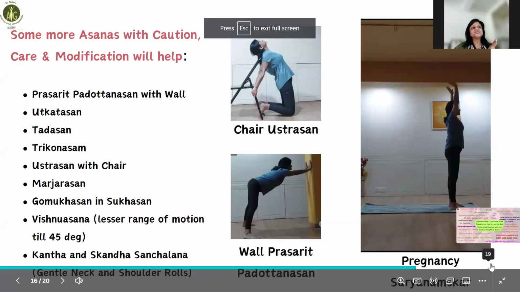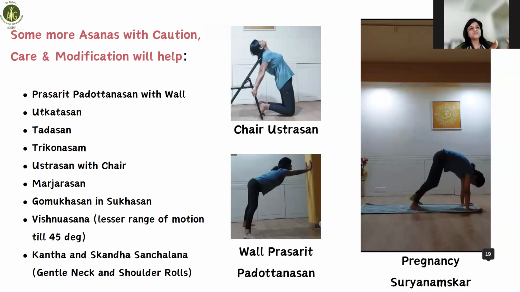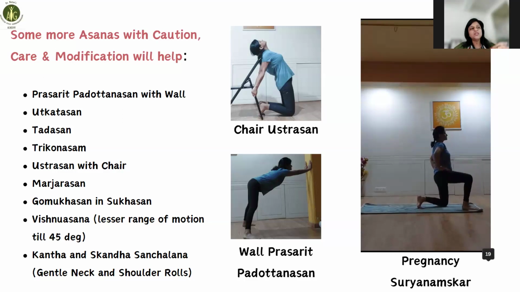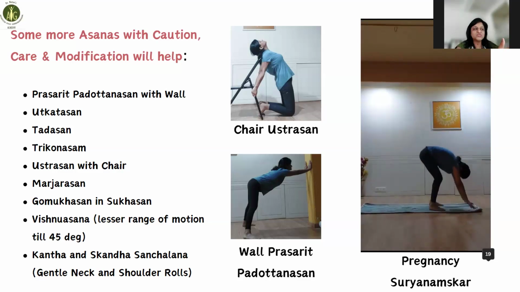It includes majorly Parvatasana and cat cow pose and Anjali Asana, which are all great for pregnancy, third trimester and second trimester. You can again use the chair and the wall for asanas, like there are Prasari Paduttanasana, Utkatasana, Tadasana is great, Trikonasana, Ushtrasana I've shown with chair, Marjariasana of course. Either you do on the floor or the chair variation is there. Gomukhasana you can practice sitting in Sukhasana.